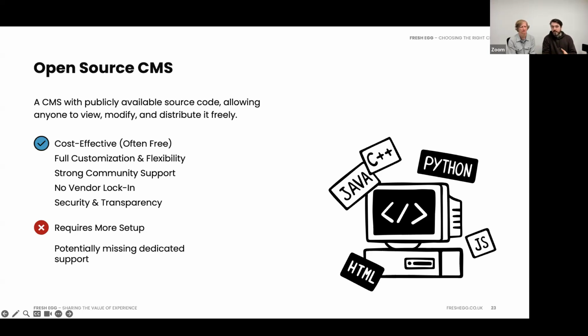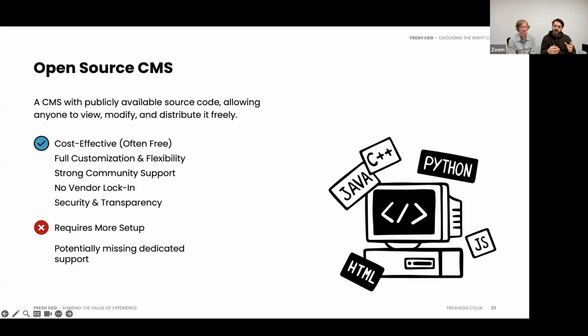Potential downsides, potentially a little bit more setup work. It's a little less plug and play. That's not often the case. You've got WordPress.com, for example, where you can spin up a WordPress site, but typically it's going to be a little bit of setup. You may require some development help with open source. And potentially missing that kind of dedicated support.